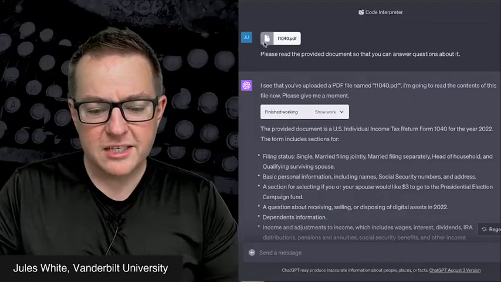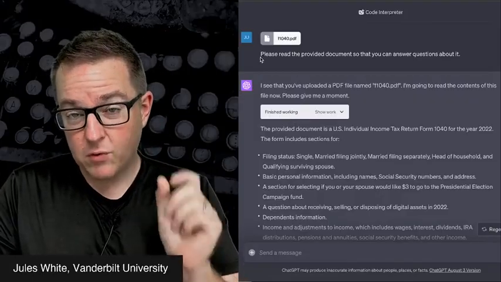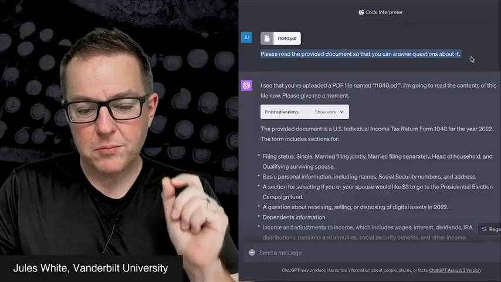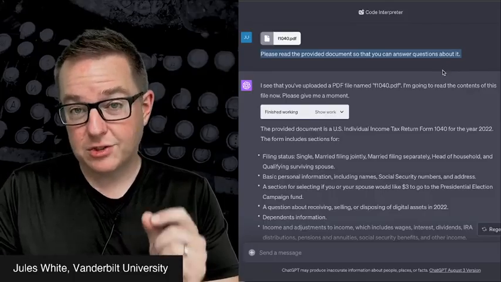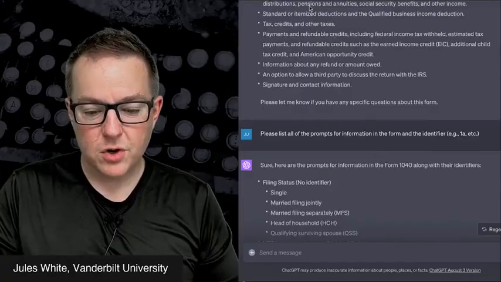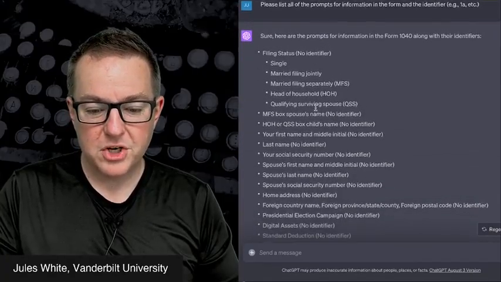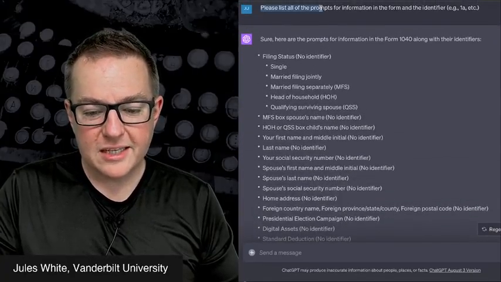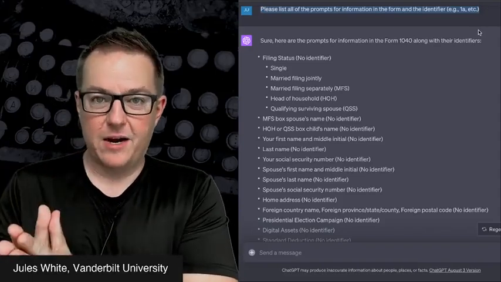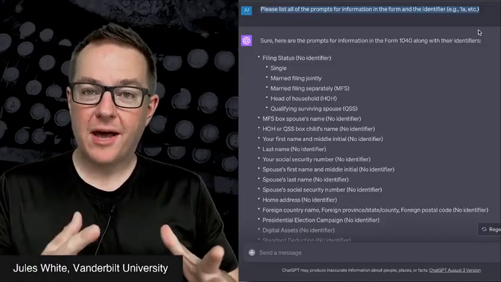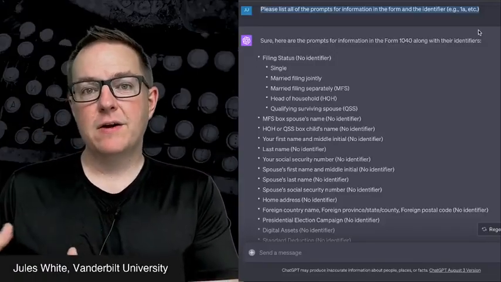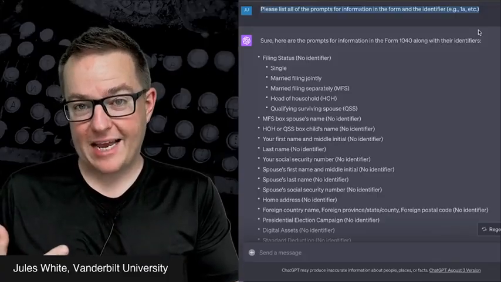So here's an example. I've taken the IRS Form 1040. It's a U.S. tax document. And I say, please read the provided document so that you can answer questions about it. And so Code Interpreter goes through and provides some information about it. And then I say, list all of the prompts for information in the form and the identifier. Now, what's really important about this is that I'm telling it to list the identifier for these pieces of information that are being asked for.